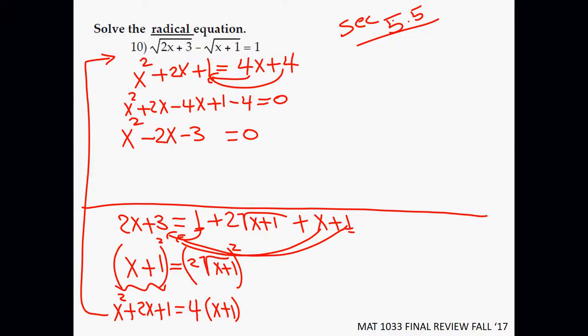Line here to separate the previous one. And now, all of us know this is a trinomial with a equals 1. We need to find factors of negative 3 that add up to negative 2. It's very clear that it is x minus 3 and x plus 1 equals 0.